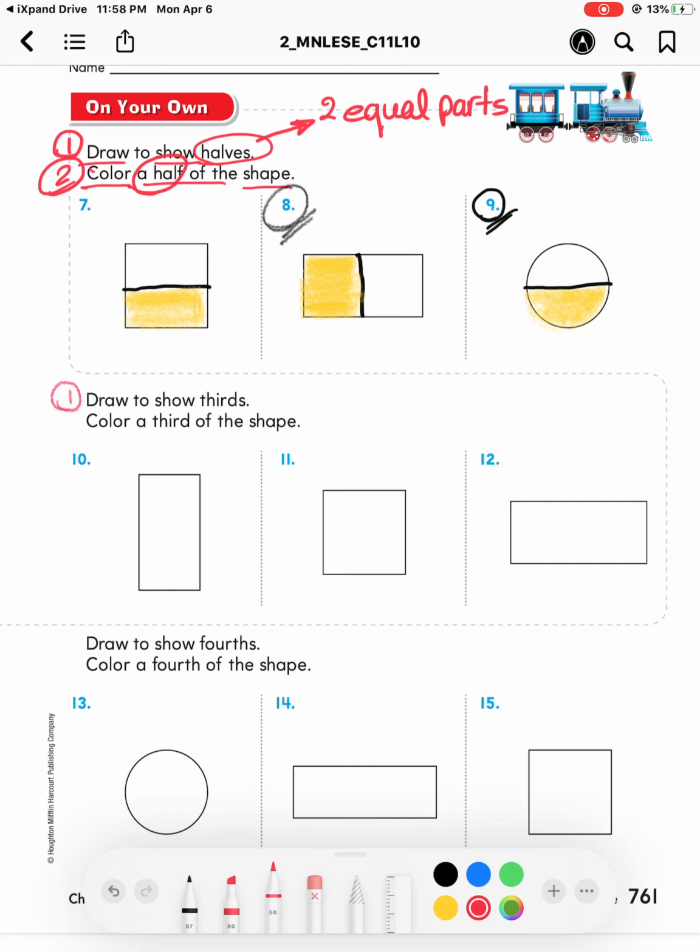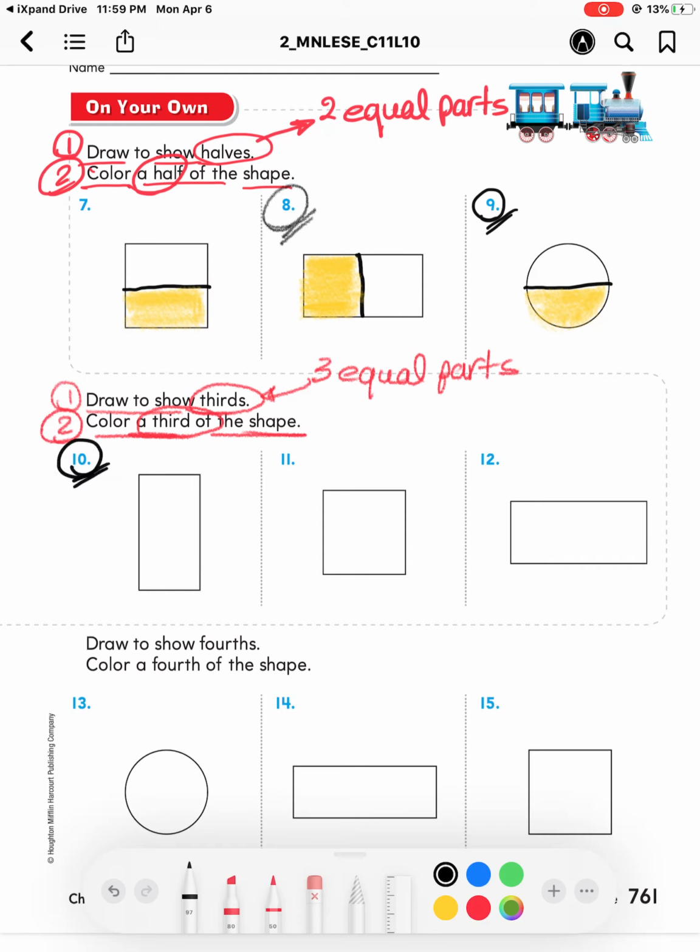It says, draw to show thirds. And thirds here means how many equal parts? 3 equal parts. Okay? Then color a third of the shape. So we will divide the shapes to show thirds. Then we will just color a third of the shape. Okay?